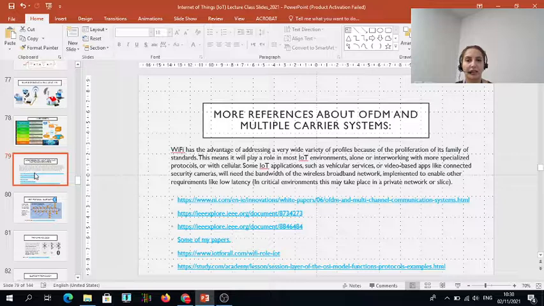I have this conclusion and lots of links. If you want to look at them, you can look at each of those. There are nice documents, and if I'm not mistaken, there is also a video somewhere here. So that will complete the section for Wi-Fi. I'm going to move to Bluetooth.